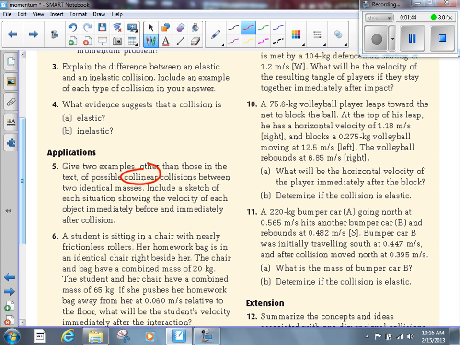Include a sketch of each situation showing the velocity of each object immediately before and immediately after the collision. One might be, here's object number 1, let's say, that's at rest. And let's say object number 2 is moving with a certain momentum, as given by that vector. Let's say that after the collision, they bounce apart. If they bounce apart after the collision, then it's going to look something like this. Object number 2 is going to be moving to the right, as is object number 1.